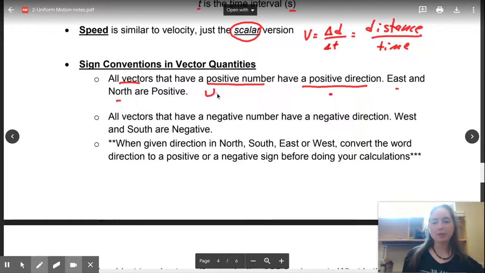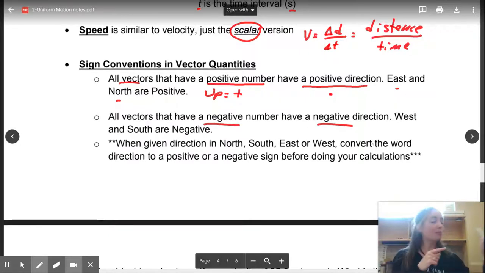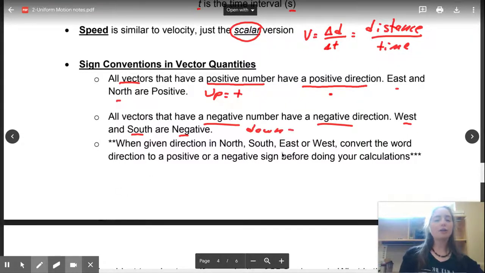Okay, we're going to be using up and down, so up is also positive. Now, all vectors that have a negative value are going to have a negative direction, or opposite to the positive directions. So if we're going this way, and then this guy's going this way, they're going opposite to each other, so one's got to be positive and one has to be negative. So south and west, we most of the time use as negative. Often, down can be negative, okay?